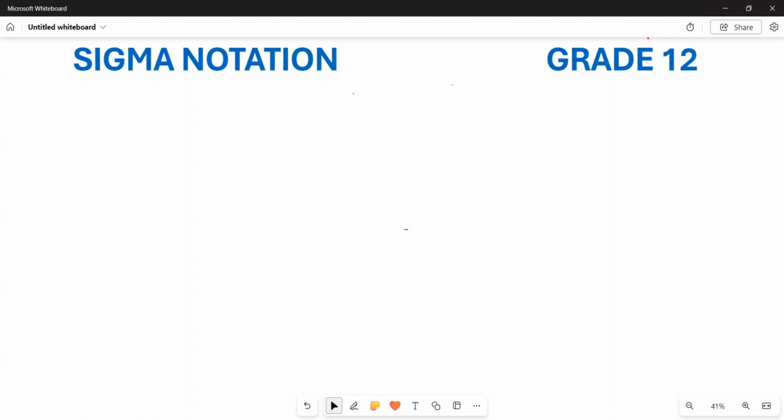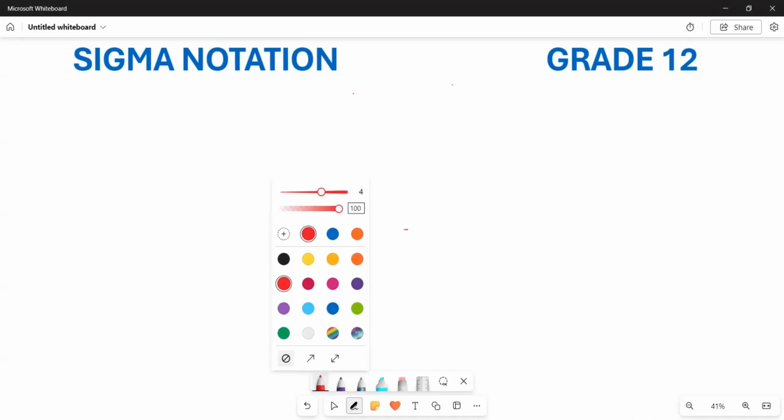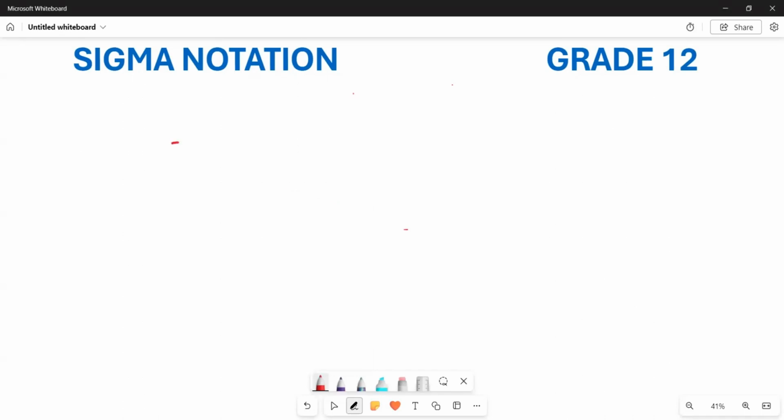Now, what we are going to be looking at is our sigma notation. We have a particular symbol when we are referring to sigma notation. Let me try and draw it nicely for you. It looks something like this, which is the symbol for our sigma notation. And now, how do we use this sigma notation?